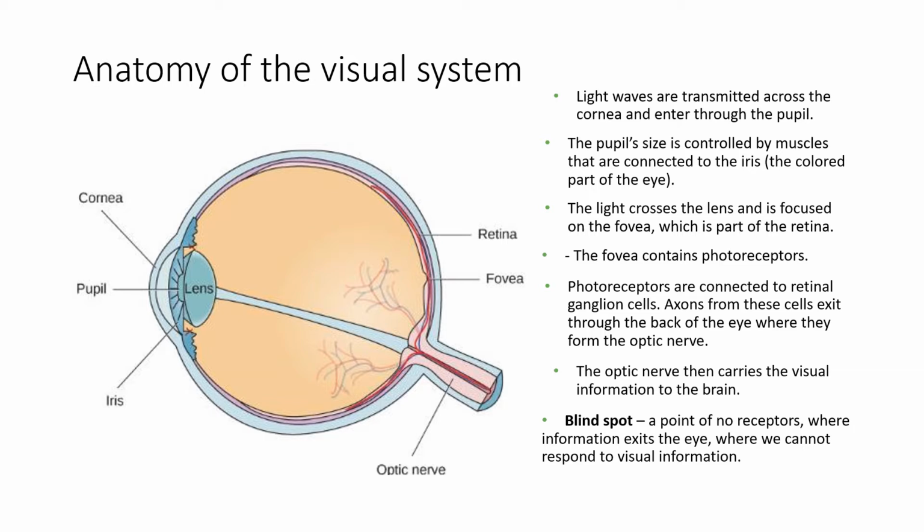You see the word axon, for example, and you should be reminded of neurons. You learned about that in an earlier module. So axons, again, from these cells, they exit through the back of the eye where they form the optic nerve. Now let me ask you, think to yourself for a moment. Where do you think in the brain this information goes? Which particular lobe of the brain did you learn about in an earlier module that plays a significant role in visual processing? Was it the frontal lobe, temporal lobe, parietal lobe, or occipital lobe?